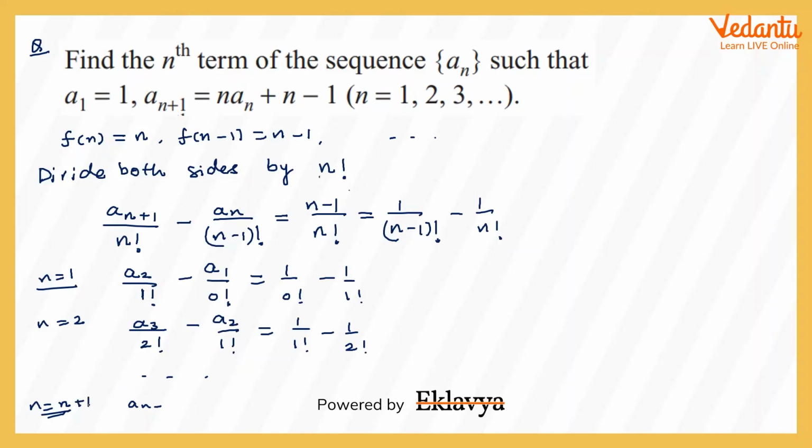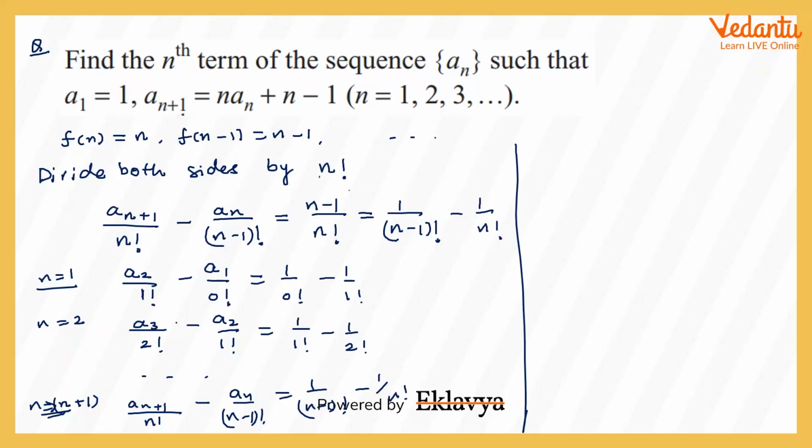Taking n in the last, in place of n we will be writing n plus 1, so this will be an plus 1 upon n factorial minus an upon n minus 1 factorial is equal to 1 upon n minus 1 factorial minus 1 upon n factorial. So if you add all of them, it can be easily seen that terms will cancel with the next one, and so on. So we will be having an plus 1 upon n factorial minus a1 upon 0 factorial.